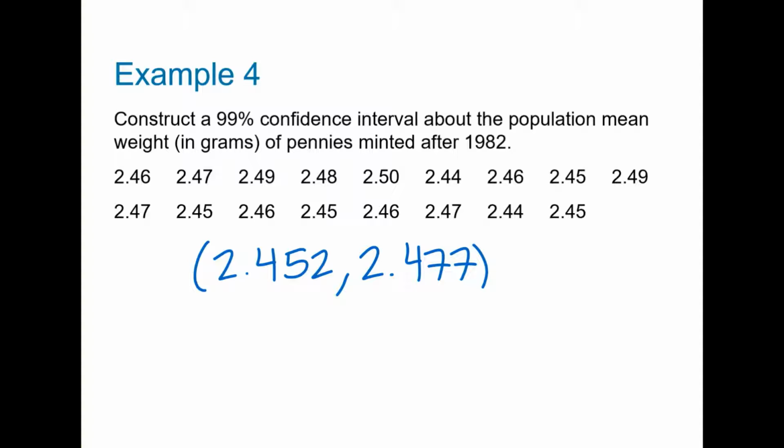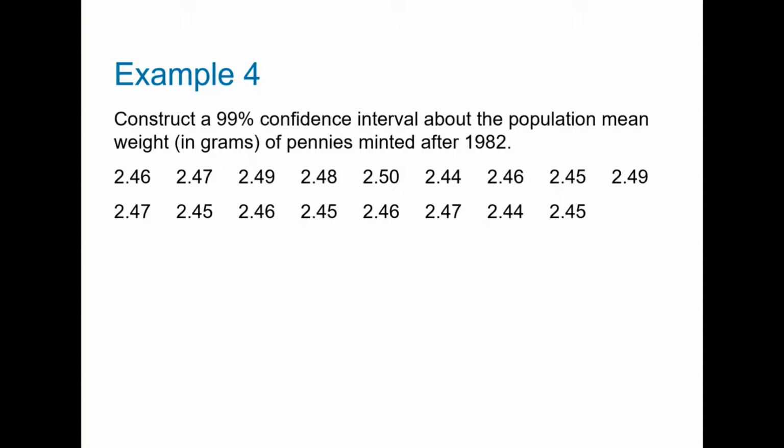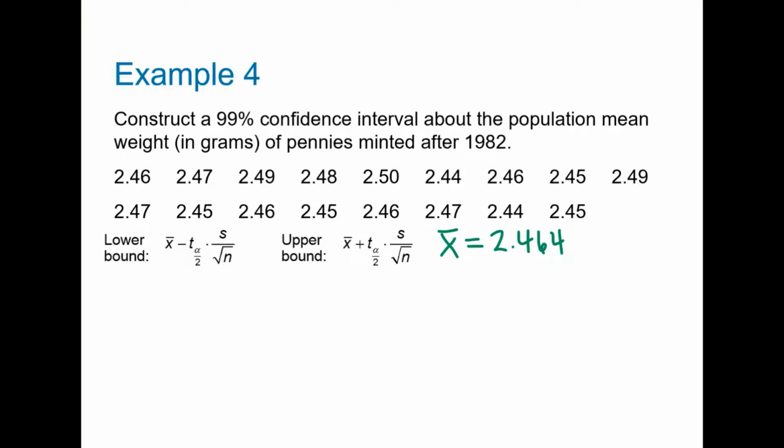Now let's compute the confidence interval by hand. We use the following formulas to compute the confidence interval by hand. We need to find x bar, t alpha over 2, s, and n. X bar is 2.464, s is 0.018, n is the sample size, which is 17 because we have 17 data values. Now let's find t alpha over 2.